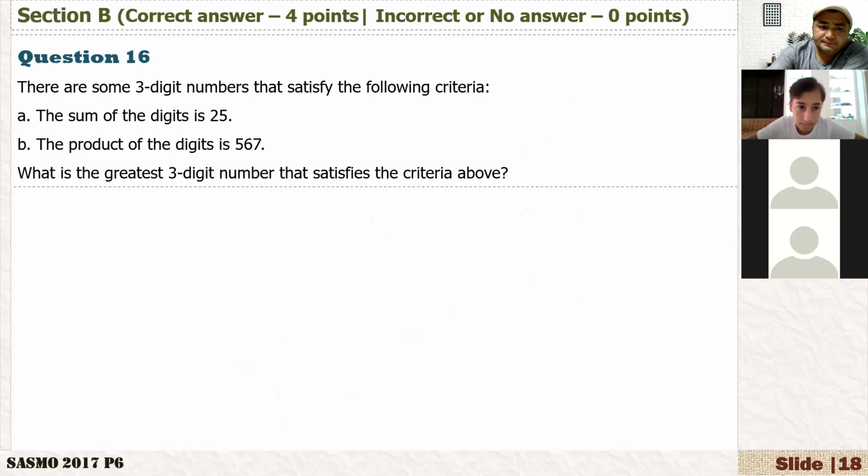Okay, Rahim, read the question. There are some 3-digit numbers that satisfy the following criteria. The sum of the digits is 25. The product of the digits is 567. What is the greatest 3-digit number that satisfies the criteria above?